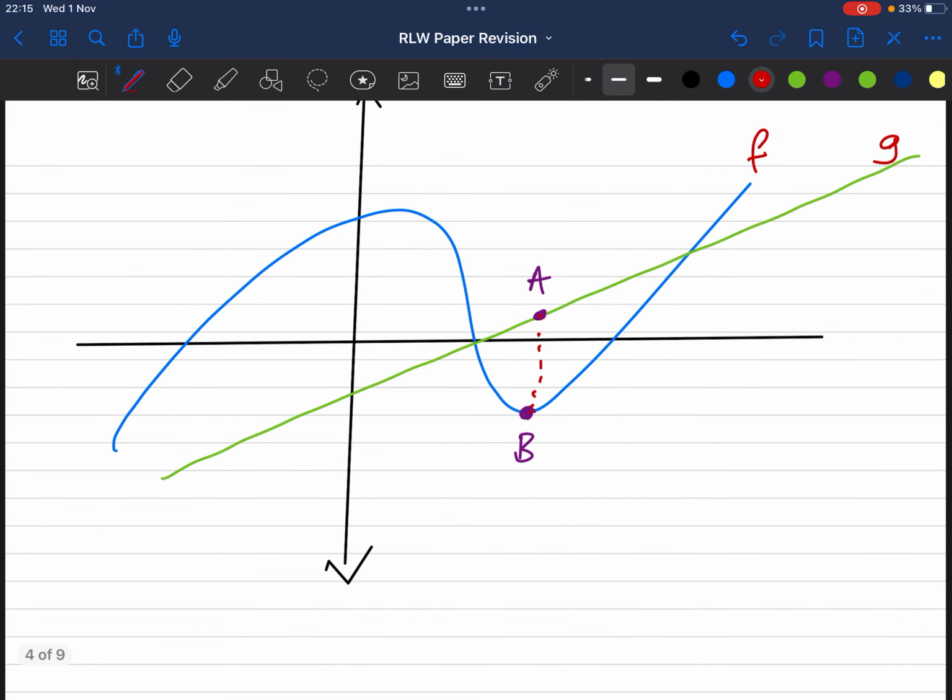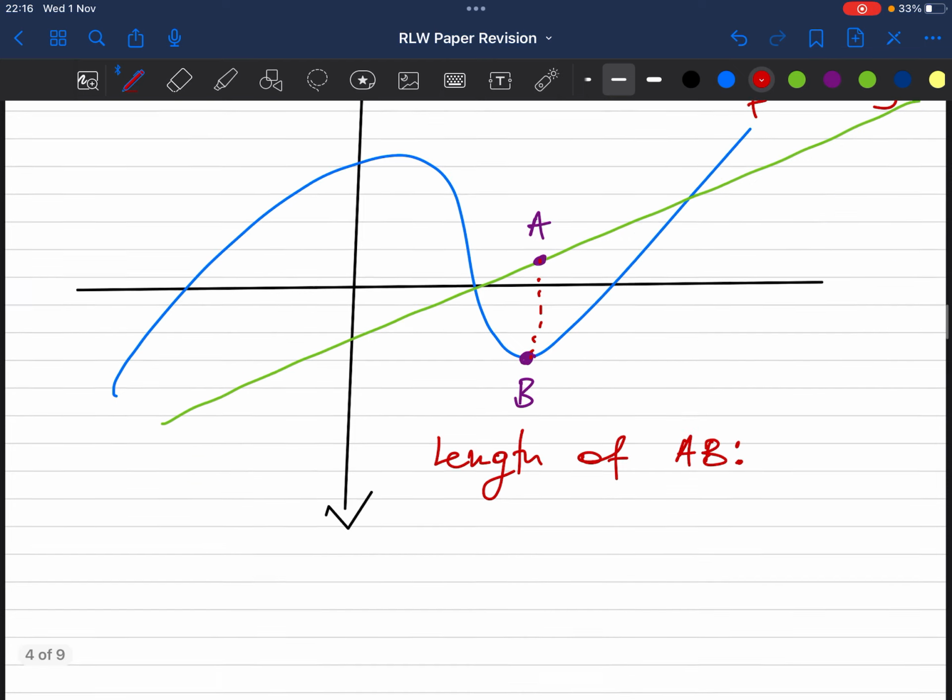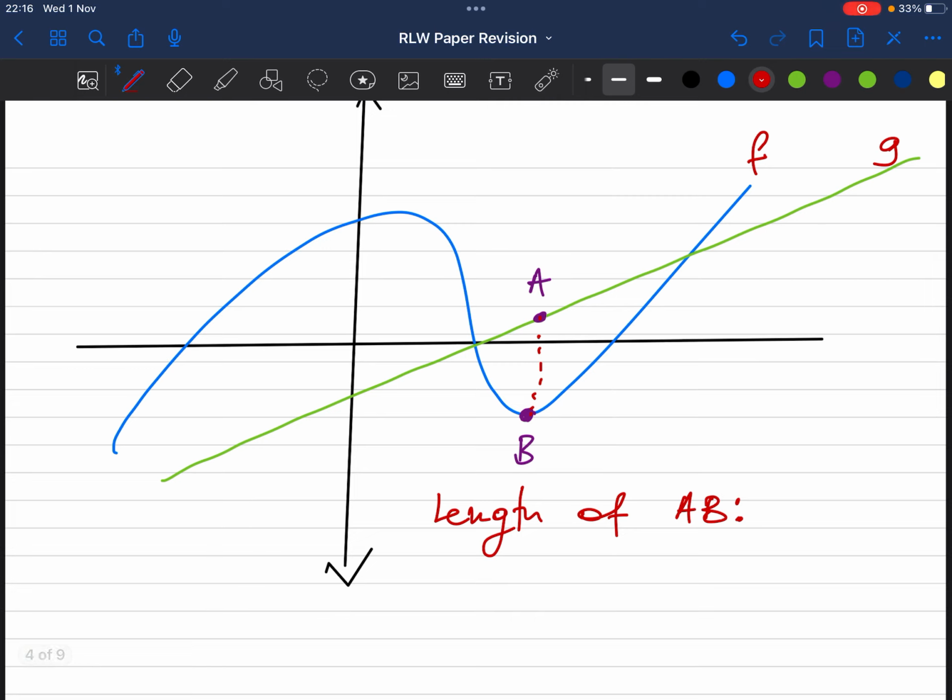So the length of AB, you will find the length of AB by doing this. It will be the above function minus the below function. The above function, which function is above? From this point, let me show you. If you focus only on this region, we see that function g is above function f from x1 to x2.